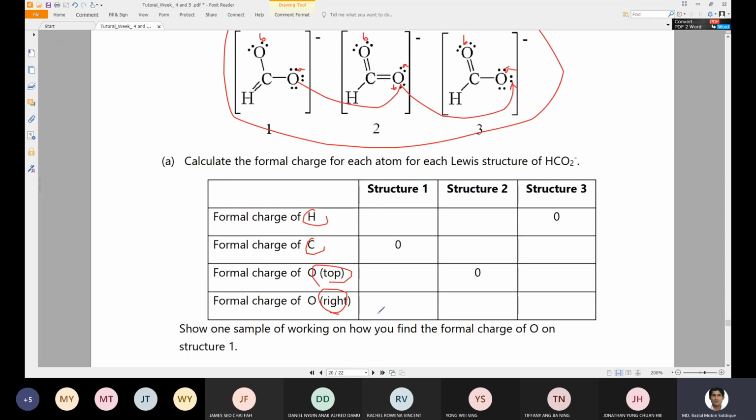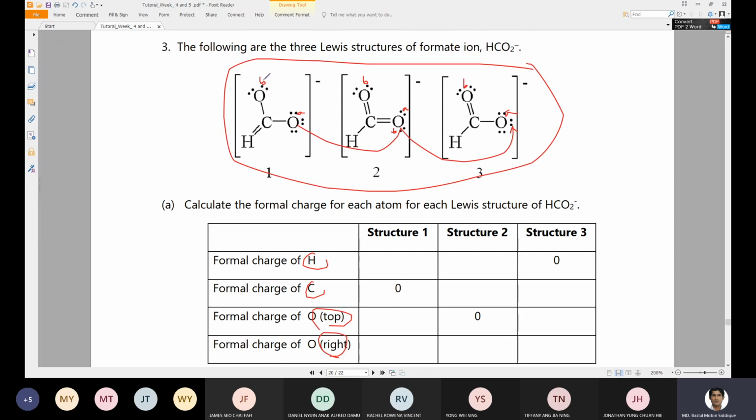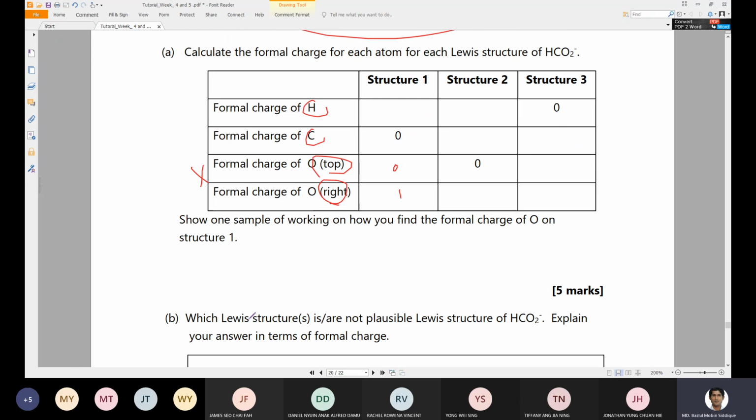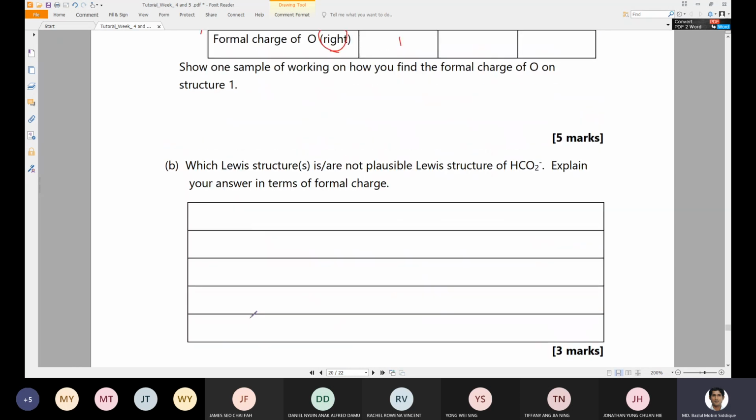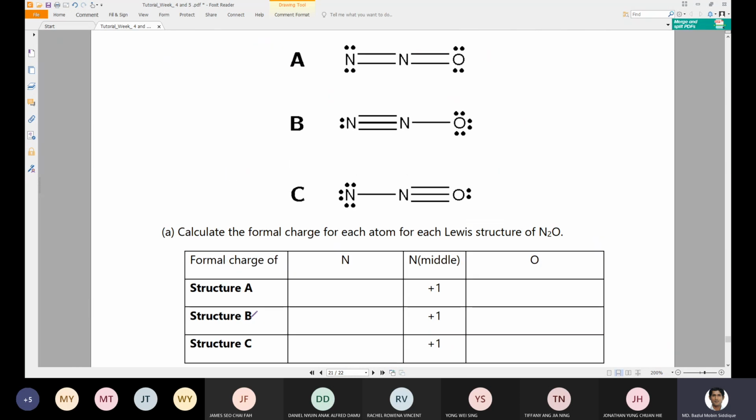And then you have to find out the formal charge on this oxygen. So if you do not put A and B, or do not denote where it is, and you just say the formal charge of oxygen is 0 or formal charge of oxygen is 1, you will not get marks, because you did not denote which oxygen has the formal charge of 0 or 1. All right. So this is one thing that you please take note.